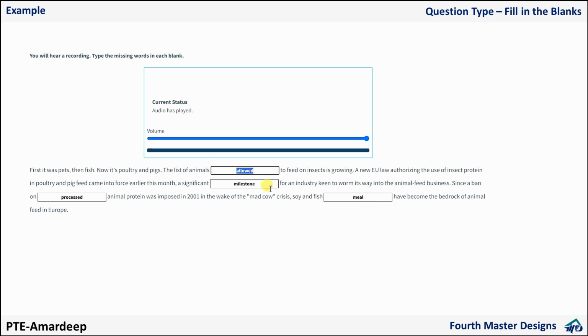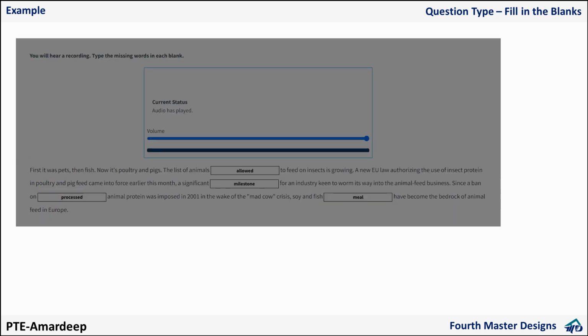So that's all. This is how you are going to get a question in the exam. After your audio is over, allowed, milestone spelling is correct, fish meal and processed.